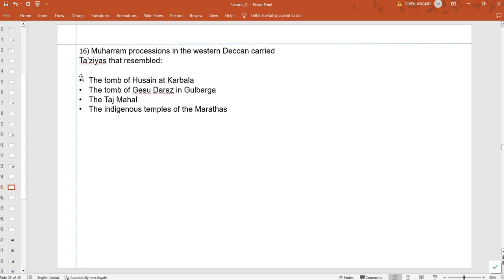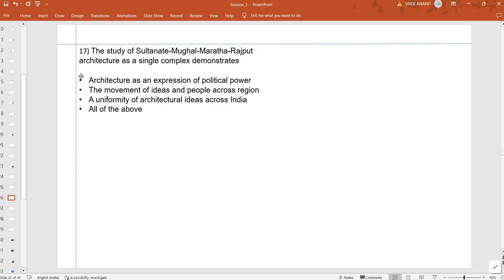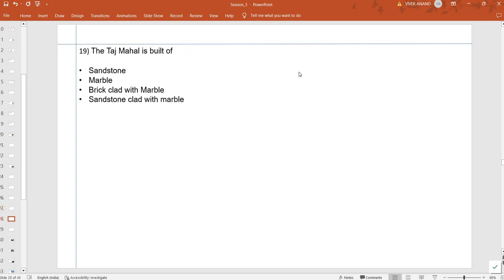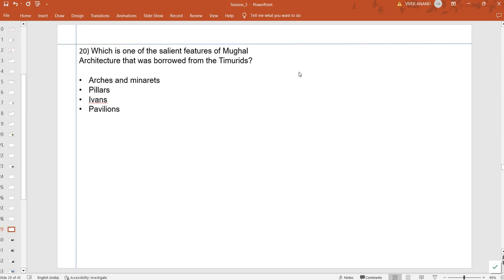Next question, you have seen already the moral precisions one. So let's move. The study of Sultanate, Mughal, Maratha, Rajput. This will also be discussed. The late Maratha temples of the 18th century, this will also be discussed. Taj Mahal, this also. Which one is a salient feature of Mughal architecture that was borrowed from the Timurids? Can anyone answer this?